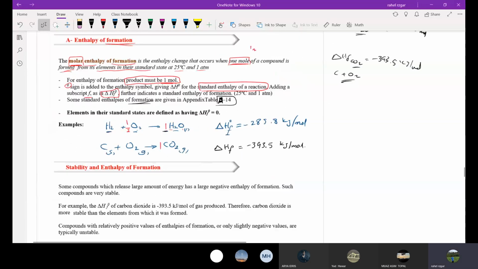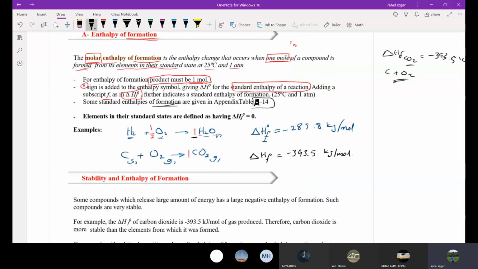All right, what about enthalpies of elements, pure elements, elements in the standard states? Since elements are not formed from something else, for example hydrogen alone, if I want to say delta HF of hydrogen, I directly have to say it is 0.